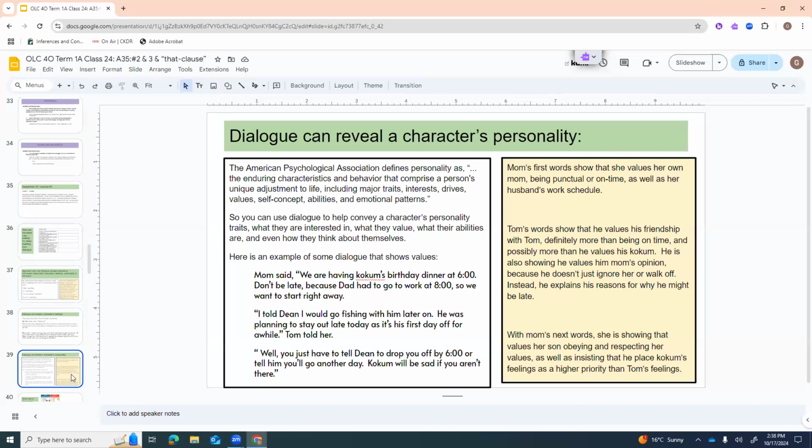So, you can use dialogue to help convey a person's personality traits, what they're interested in, what they value, what their abilities are like, and even how they think about themselves. So I'm going to start with a dialogue that shows values, right? So here's one.